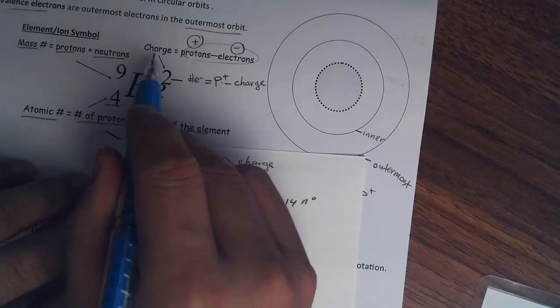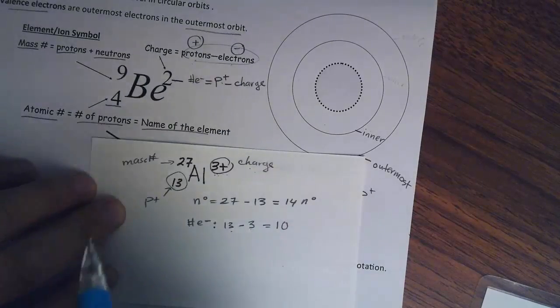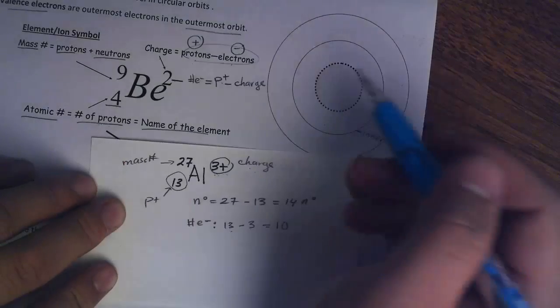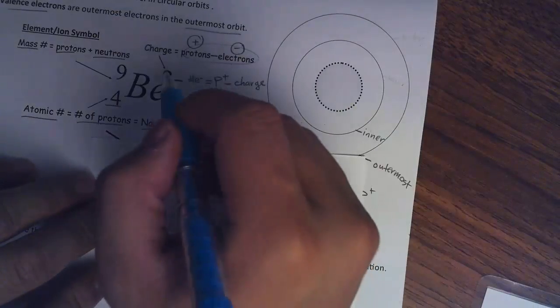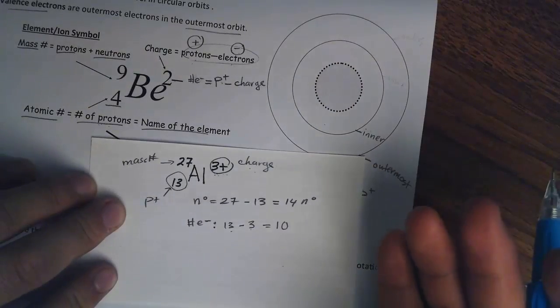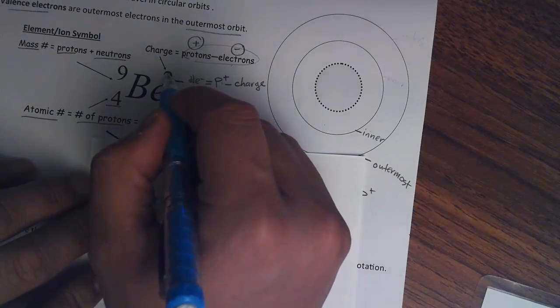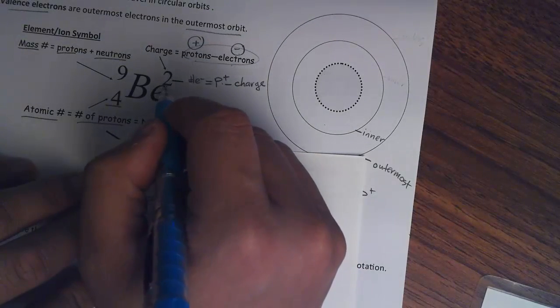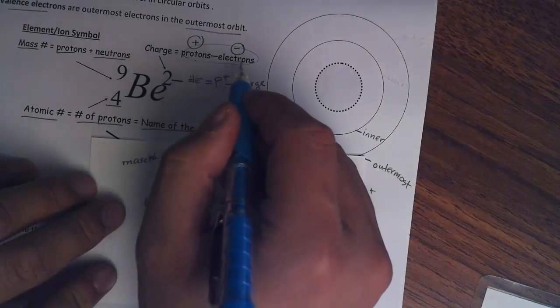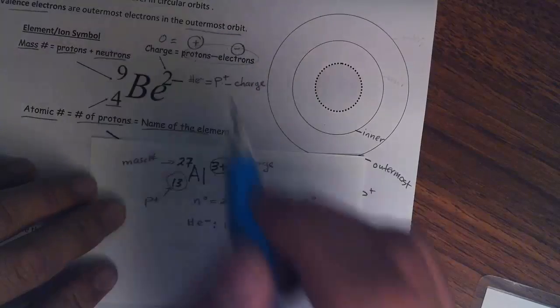And here's another way to do this. Notice how we know that the charge is equal to protons minus electrons. So when we have a negative, that means we have extra electrons. And when we have a positive, that means we lost electrons. But what happens when the charge is 0? When the charge is equal to 0, that tells you that the number of protons is equal to the number of electrons. And that's the only way that it cancels out to equal 0.